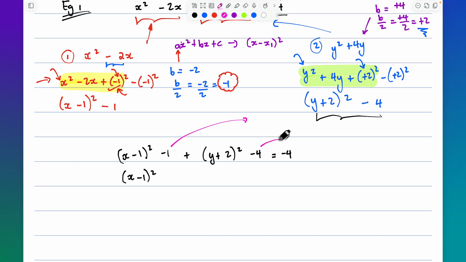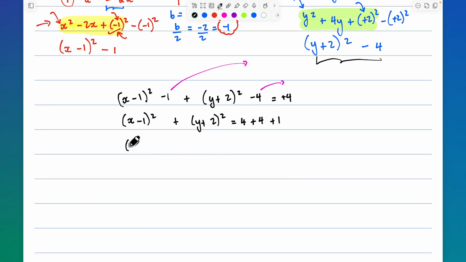You're going to take the negative 4 to that side as well. So what you're left with on the left-hand side is x minus 1 and y plus 2, and these are both squared. On this side, I think this was positive 4. The negative 4 comes to that side and becomes positive 4. The negative 1 goes to that side and becomes positive 1.